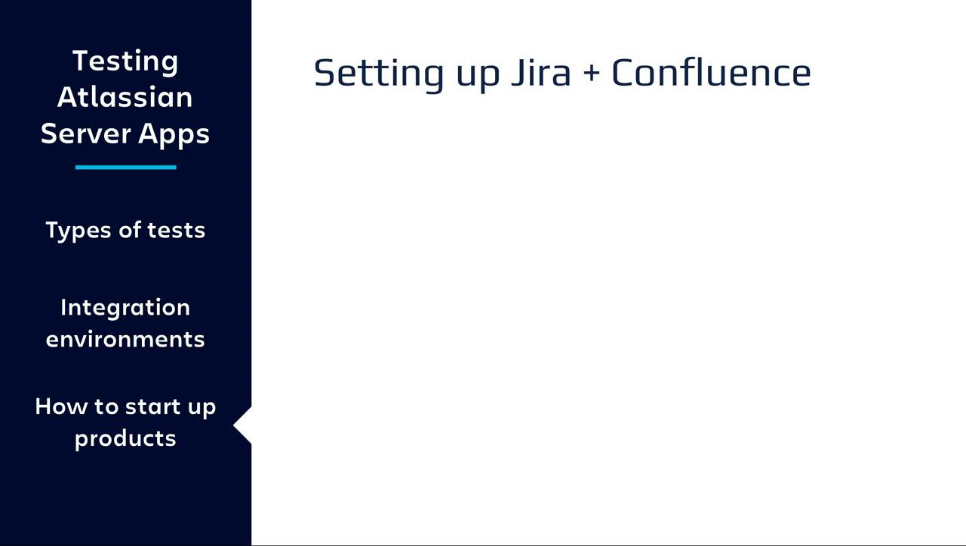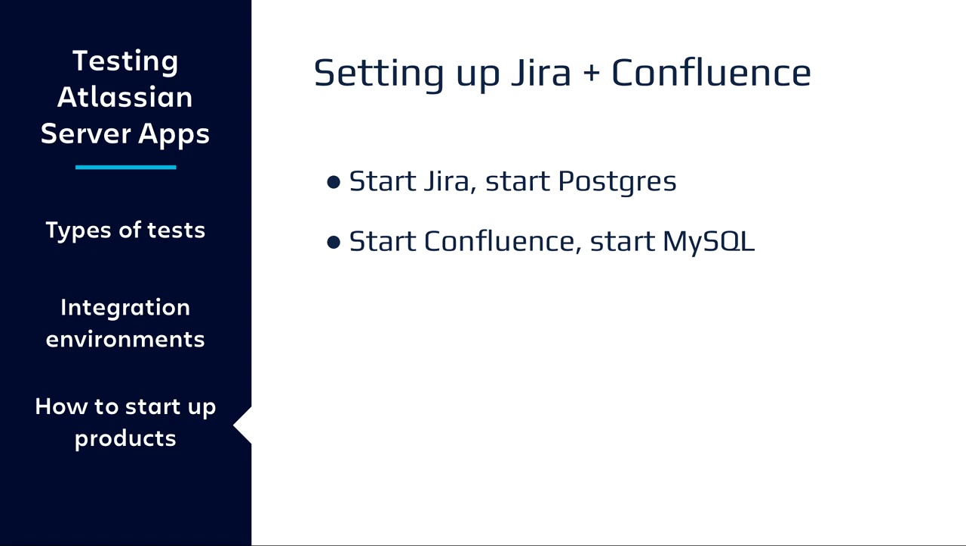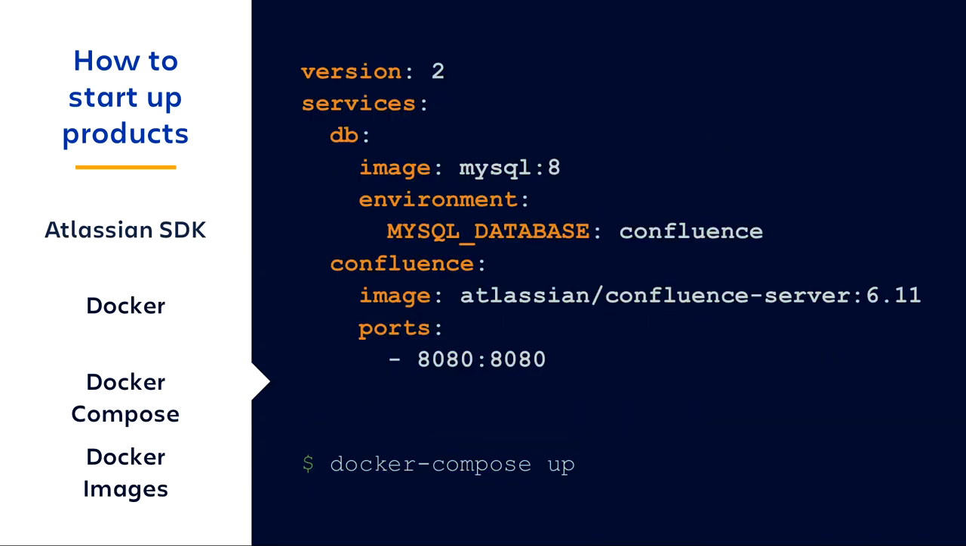And for Jira plus Confluence, that's a similar thing. Basically, we will need to start Jira, start Postgres database, we need to start Confluence, start MySQL, go through the setup process in both of them.